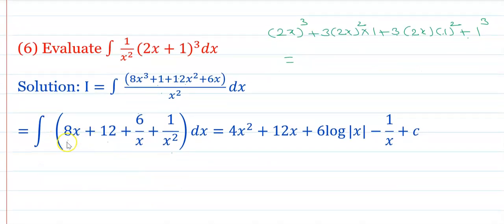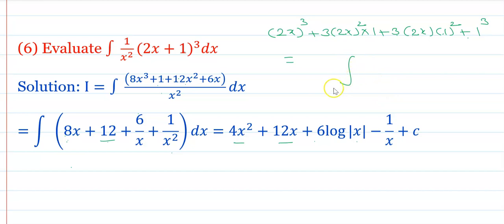Integral of 8x means 8x square upon 2, that is 4x square. Integral of 12 is 12x. Integral of 1 upon x is log of x, into the constant 6. Integral of 1 upon x square is minus 1 upon x.